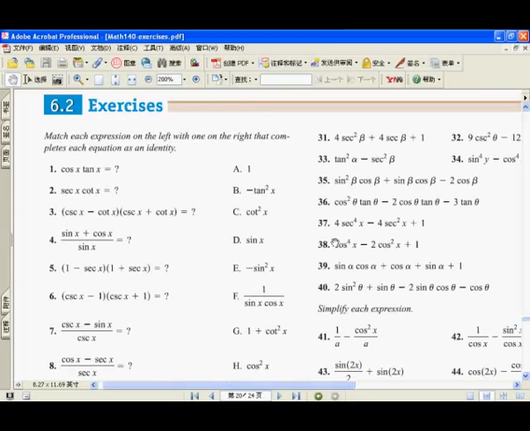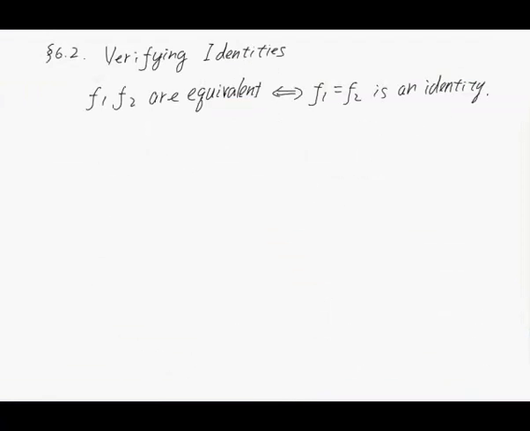Let's go to page 524, and we first look at problem 2. It says we need to match the expression on the left side with one on the right side that completes each equation as an identity. So we begin with secant x times cotangent x. Let's come back to the whiteboard. So this is page 524.